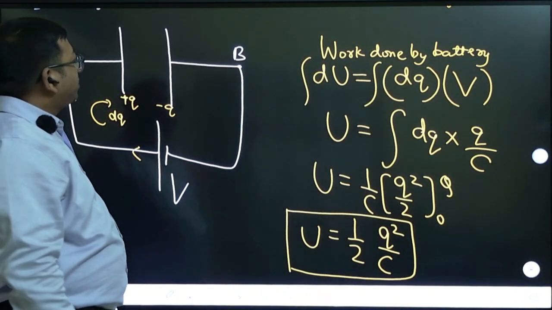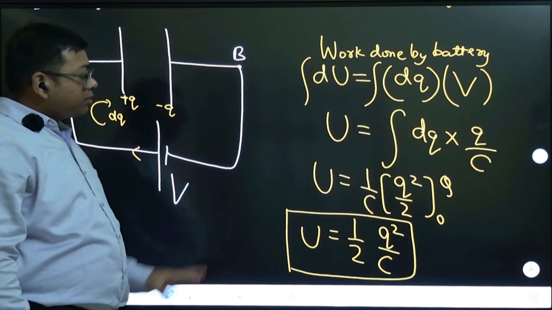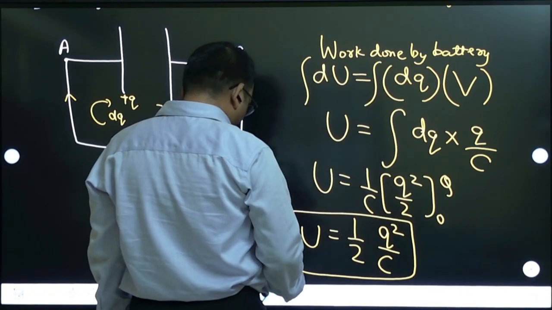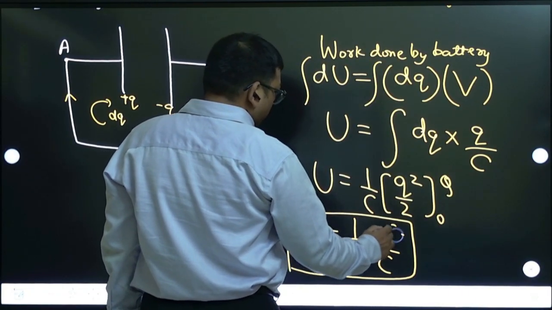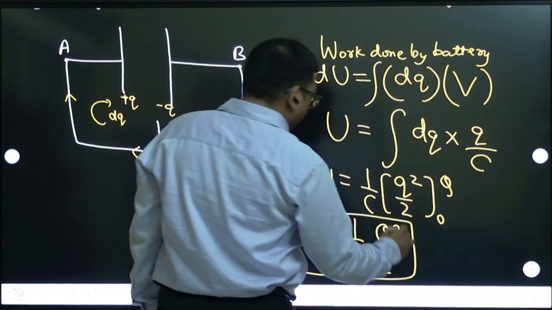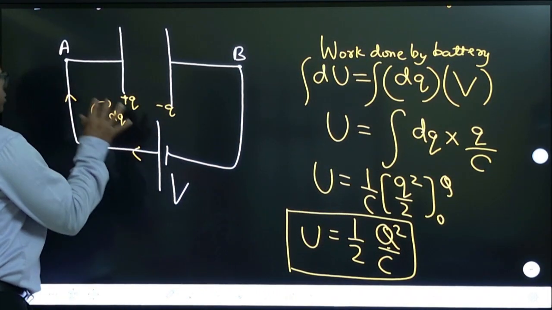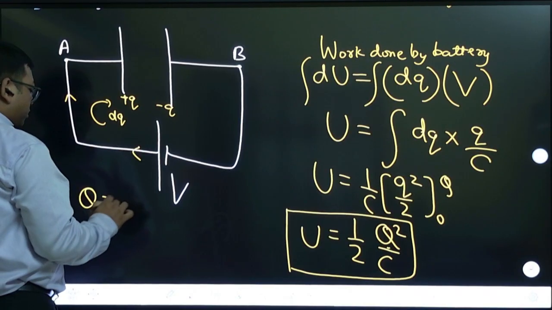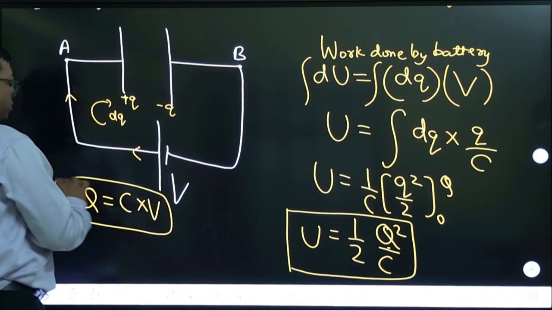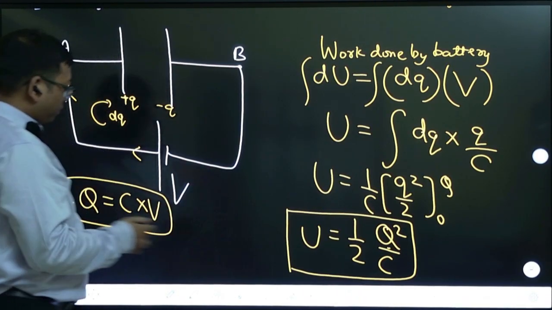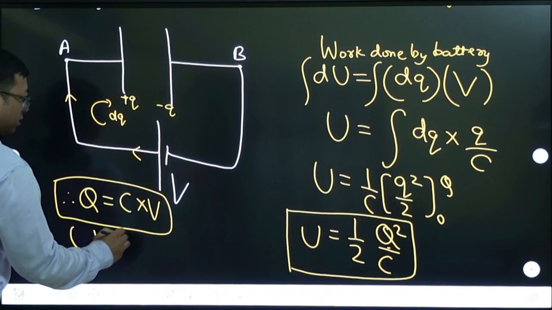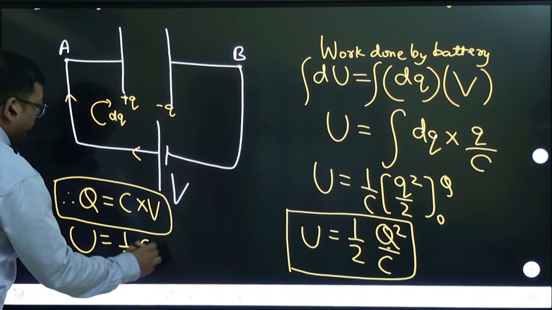This is the energy stored. Of course here it is capital Q, not small q. What is capital Q? It is the total charge stored. Capital Q is C into V. We know that already. So you can now substitute in terms of V. Q can be written as CV, so energy can also be written as half CV square.